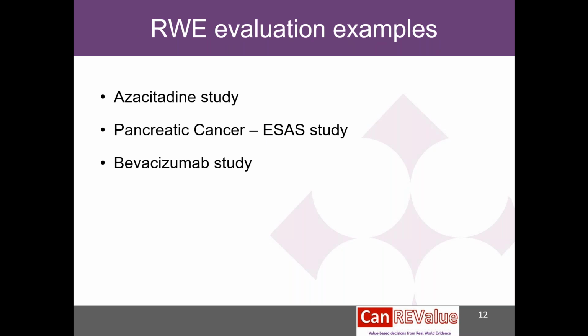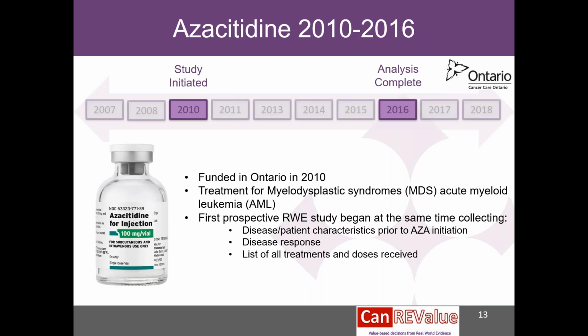So now moving on with all that background information, I want to share 3 examples to illustrate how population-based real-world evidence may potentially help or inform decision-making or inform the different stakeholders about the current scenario. So the first example is called azacitidine. And this is a drug that was funded in Ontario in 2010.